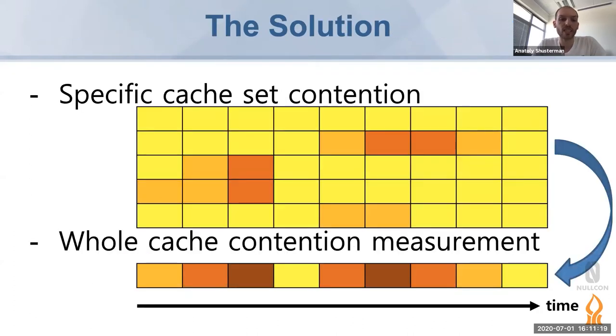Our solution was divided into two cases. The first one, on regular mainstream browsers: we measured the cache contention over the whole last level cache rather than specific cache sets like previous works. So instead of a two-dimensional vector, which is the contention on cache sets over time, we have a one-dimensional vector of contention over the whole last level cache over time. So we reduced our measurement resolution, but also made the prime and probe attack measurable.